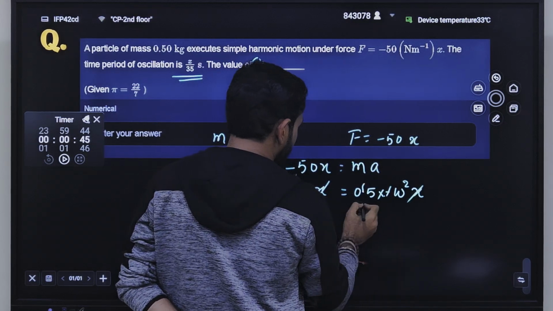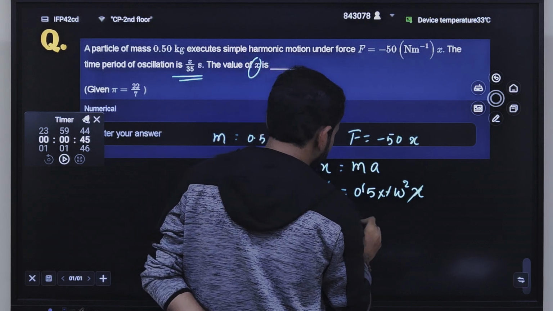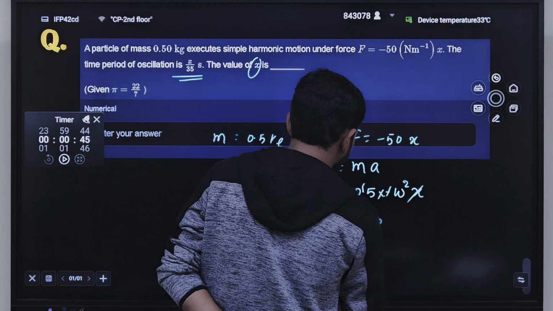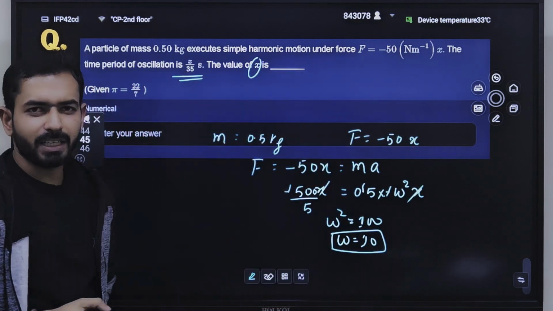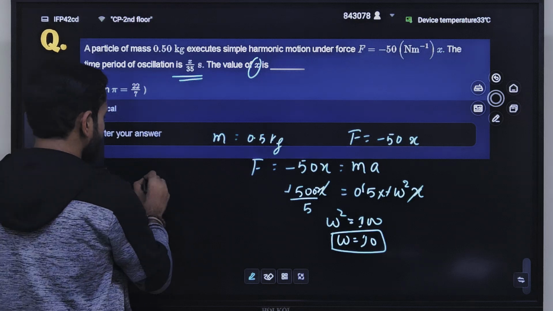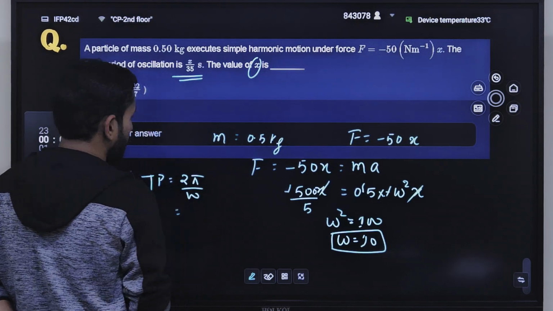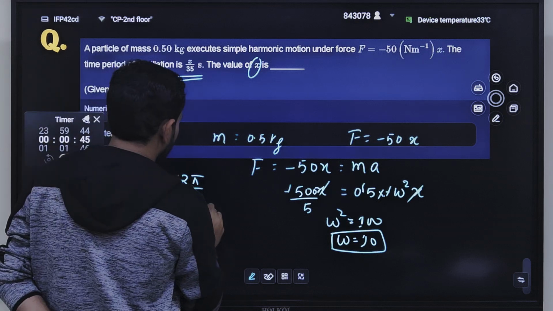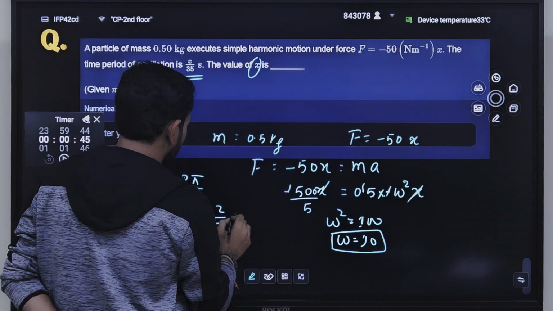Now here 10 will be multiplied, here 5 will be coming. What you can say? Omega square is nothing but 100. That means what you can say for omega? Omega is equal to 10. Once you got omega, then it is very easy to find the time period. Time period is equal to what? 2 pi by omega. 2 into pi, you can write 22 by 7, divided by omega, that is 10.